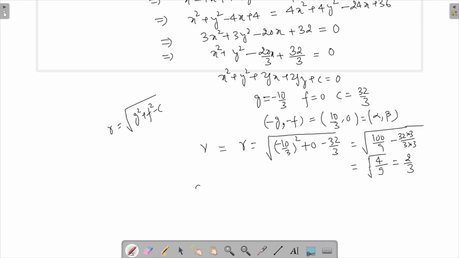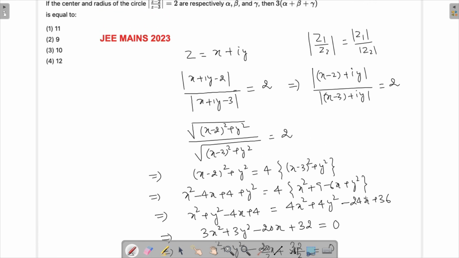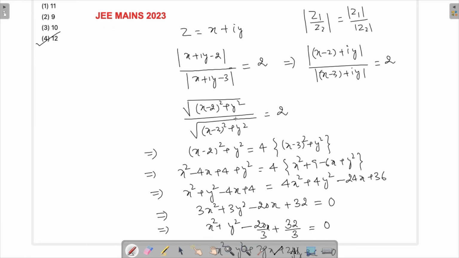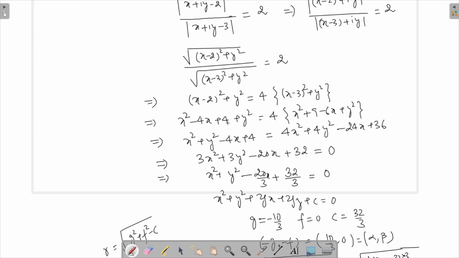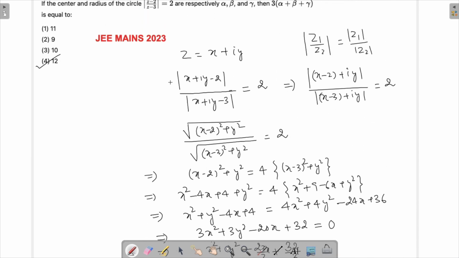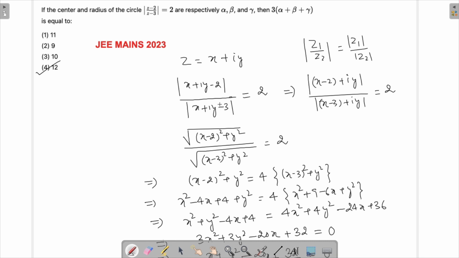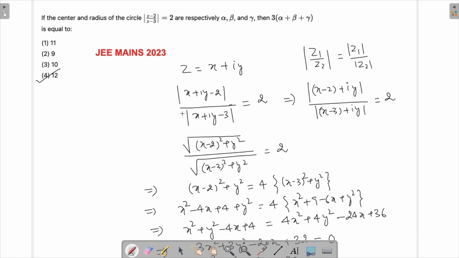So then what I was asked is 3 times (alpha plus beta plus gamma), right? So that will be 3 times (10 by 3 plus 0 plus 2 by 3), right? So this will become 3 into 12 by 3, which will become 12. So 12 is going to be my answer, and that is my option number 4. All right. So this was a simple question from a conceptual standpoint, and then there was a little bit of calculation involved, of course. So it will take you a little bit of time to do the calculation, but once you do that, you will find the answer easily.